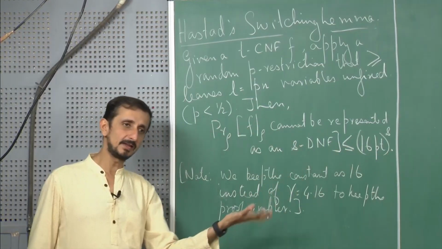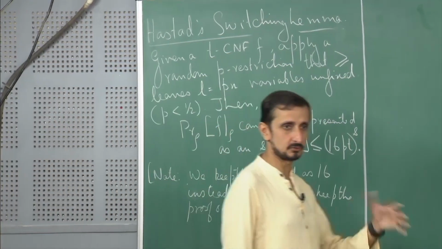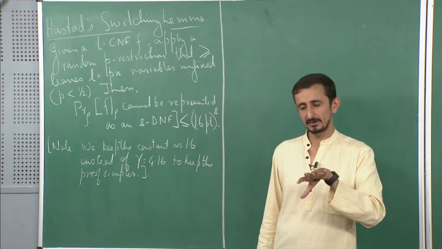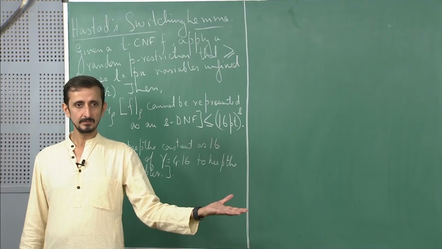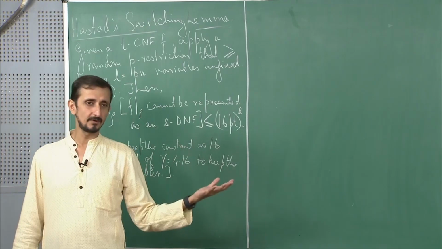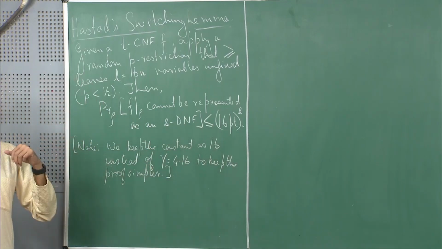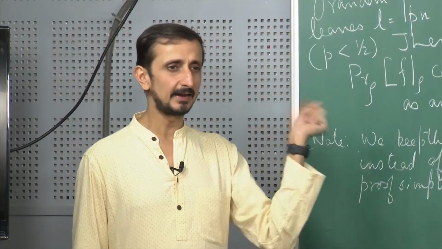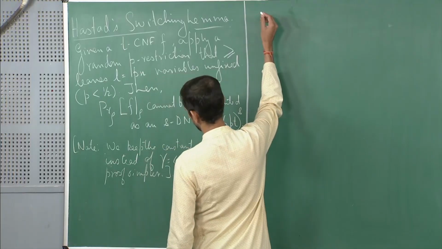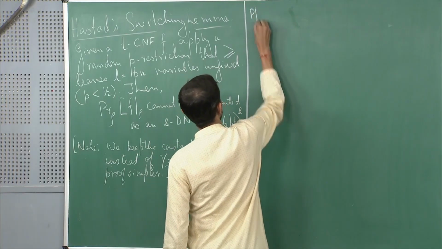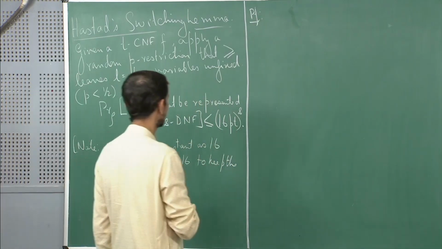And the way we will count the number of bad restrictions is by giving an injective function. We will take the set of all bad restrictions and give an injective function to another set which will be easier for us to count. Because it is a one to one function, counting the size of the codomain will give us an upper bound on the size of the domain, and that will establish the proof for us. Okay. So let me just establish the notations and the framework of the proof.